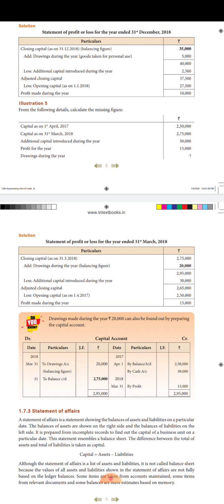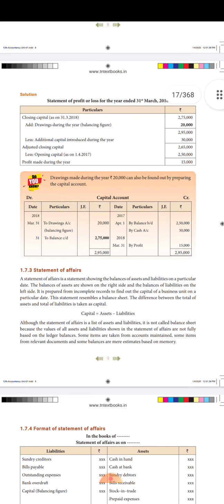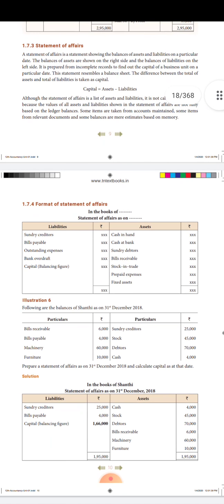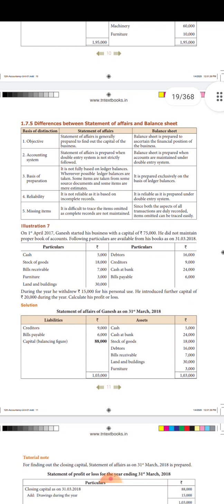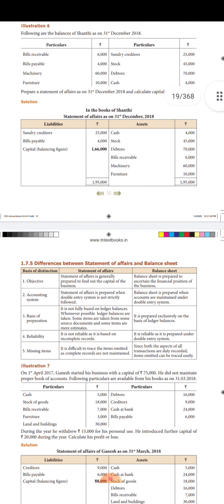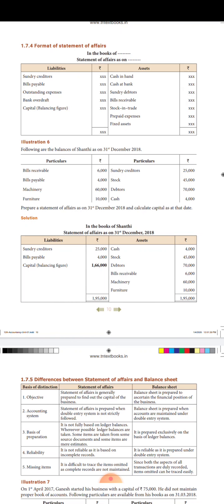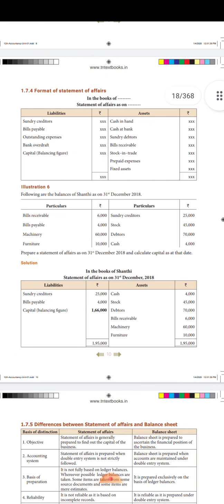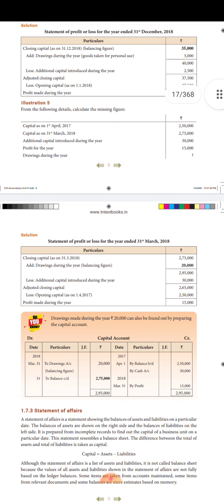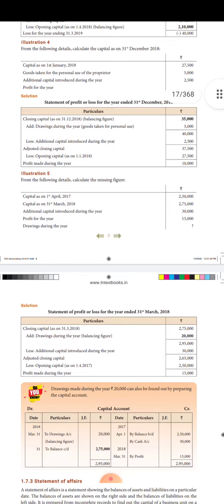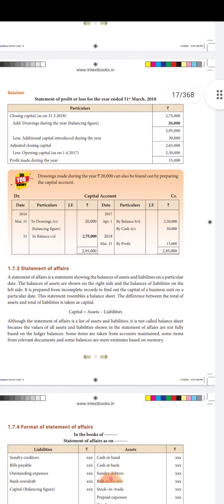We have completed up to 5 illustration sums. Now we have to focus on the 7th sum, 7th illustration. Not only 7th, from 6th you have to solve. For that you have to be very clear about those formats.